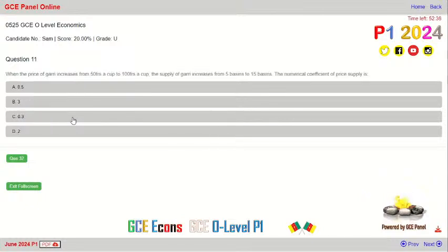Like we said, we will intentionally give some wrong answers so that you see how the platform works. So the price of gari increases from 50 francs to 100 francs a cup, and the supply of gari increases from 5 basins to 15 basins. So what will be the numerical coefficient of price supply? In your calculations, as you already know the formula, the numerical coefficient is going to be 2.